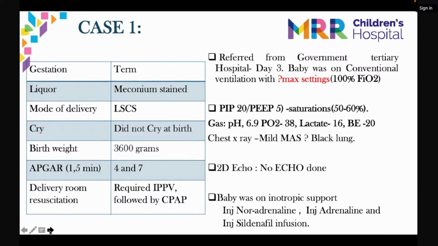He had severe metabolic acidosis on his blood gases, and the chest X-ray showed mild meconium aspiration type of a heterogeneous lung picture with query black lung. PPHN was a suspicion. And they also wanted to rule out congenital cyanotic heart diseases because echo was not available in this institute. So the baby was initially empirically started on injection norepinephrine, injection adrenaline, and sildenafil infusion.